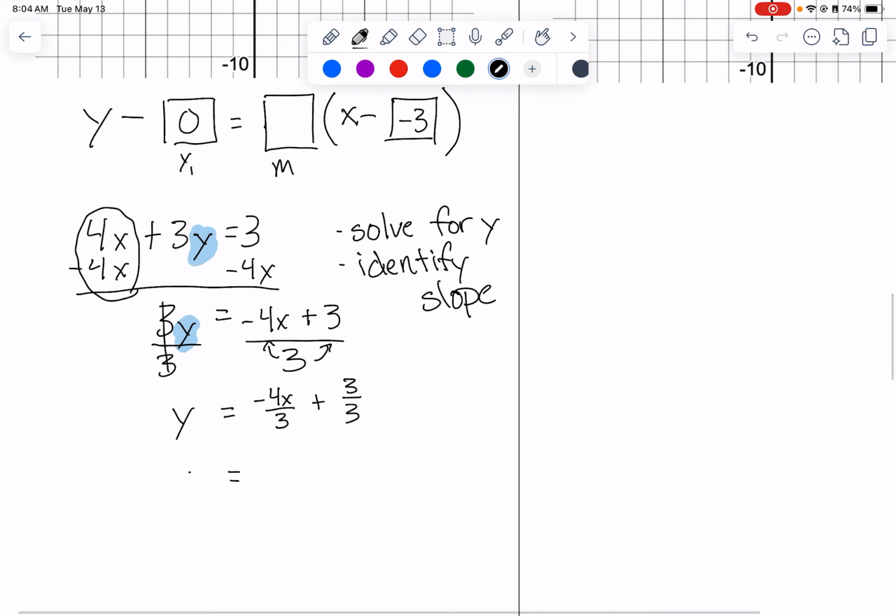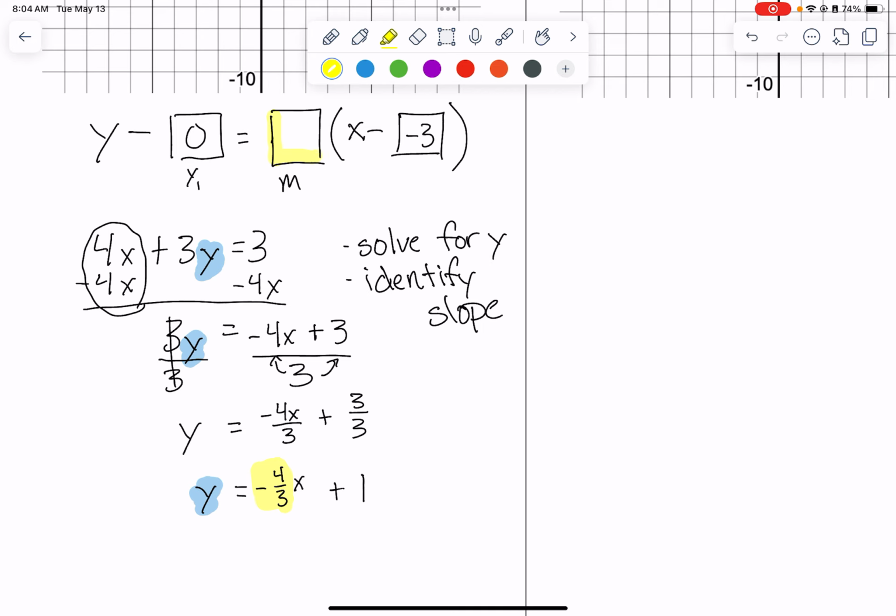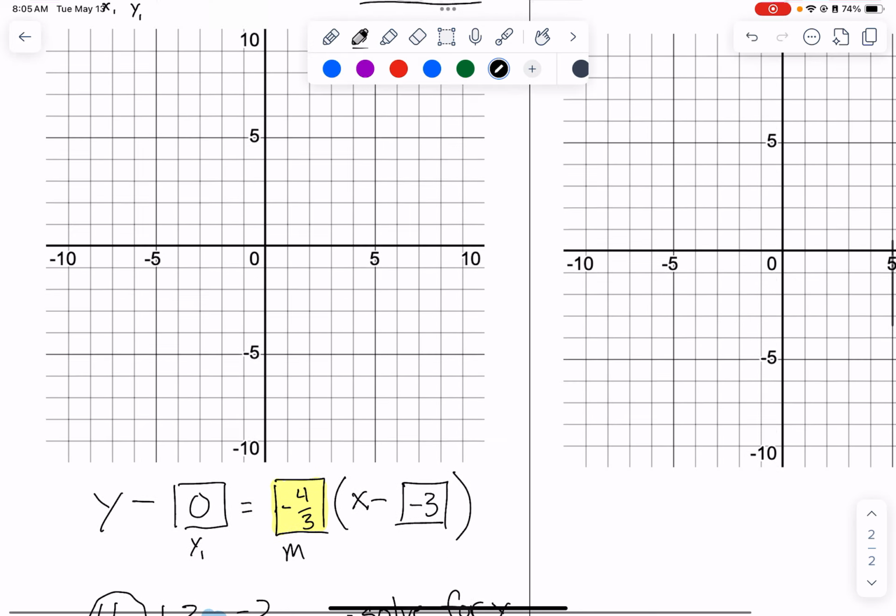Let's clean it up ever so slightly. Plus 3 over 3 is really a 1, because 3 divided by 3 is 1. And -4x over 3 could also be written as -4/3 times x. So our y is by itself, and once y is by itself, now it's a lot easier to identify slope. It's that number right in front of x. So for our equation, we want to plug that in for our slope, -4/3.